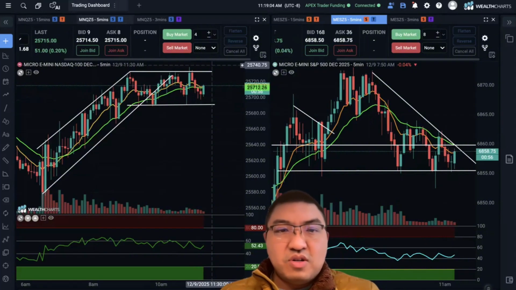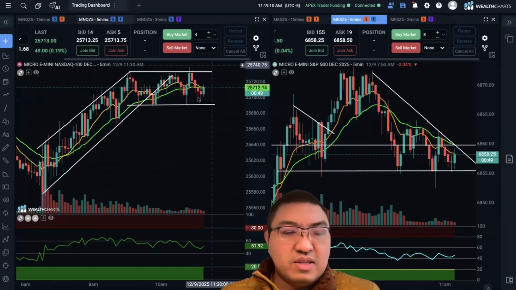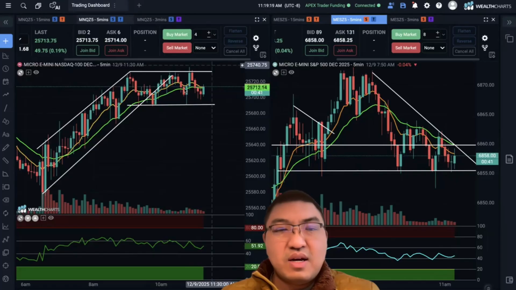And same thing for NQ. So it does not even reach here to get rejected. The buyers are defending higher, higher, higher. So it's like higher low, higher low, higher low. Uptrend is still uptrend.